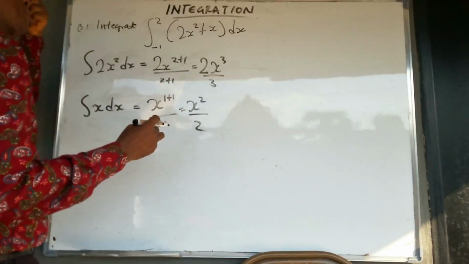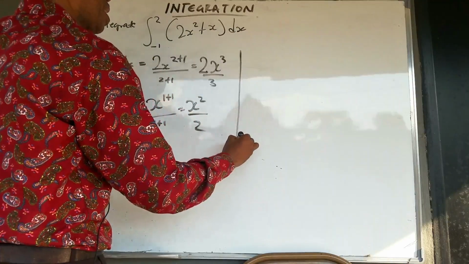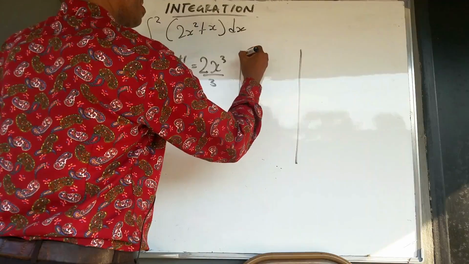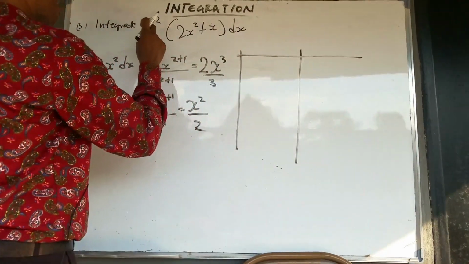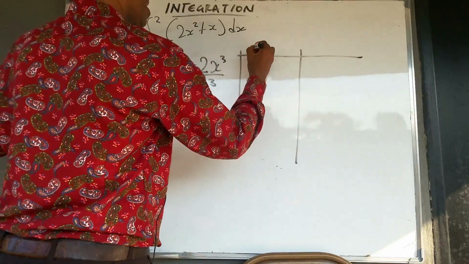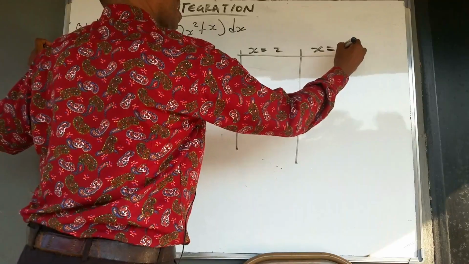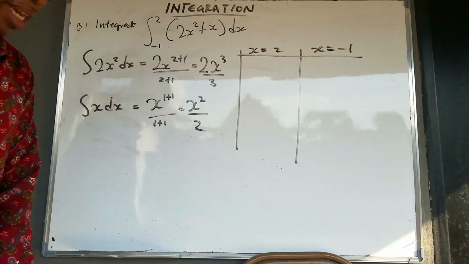Now, I have a simple method of getting it so that you don't waste time in the exam hall. Just draw a simple table beside it, okay? Then let's see how it's going to work. Now, you know that this is the value of x. So you now write here when x is equal to 2, and here when x is equal to minus 1. And anything you get, you're going to add it up.